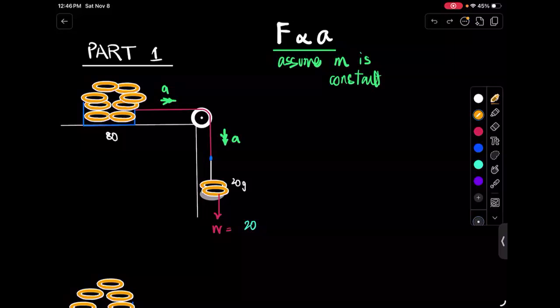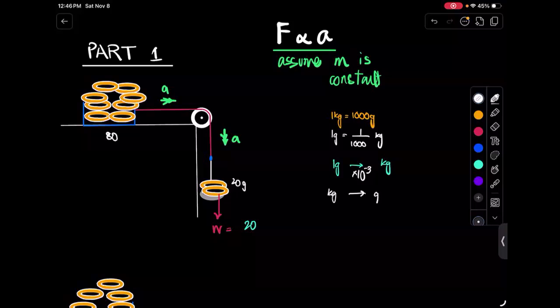1 kilogram is equals to 1,000 grams, right? So you could say 1 gram is equals to 1 divided by 1,000 kilograms, right? Or you could also say that if you want to convert 1 gram to kilograms, you just multiply into 10 to the power minus 3. But if you want to convert kilogram to gram, you could convert into 10 raised to the power 3.